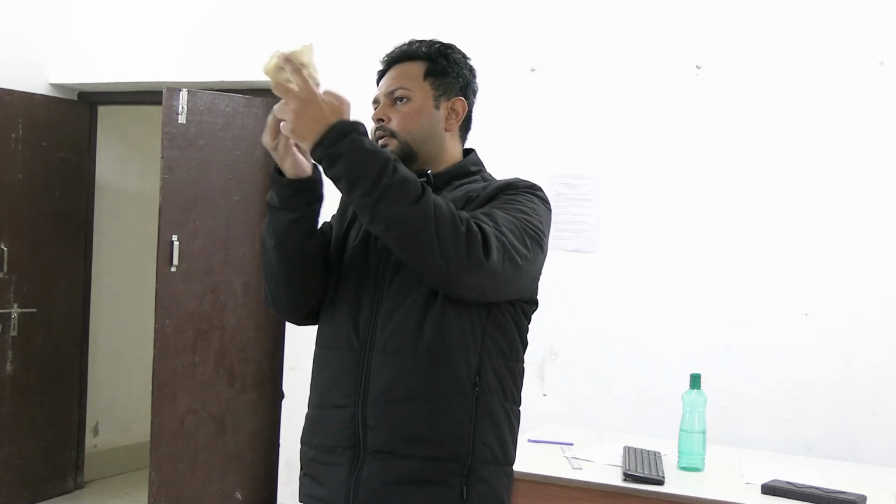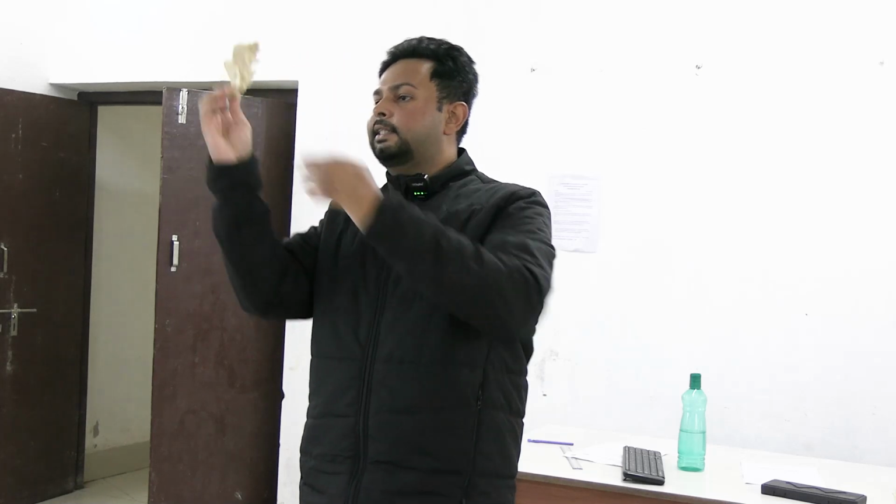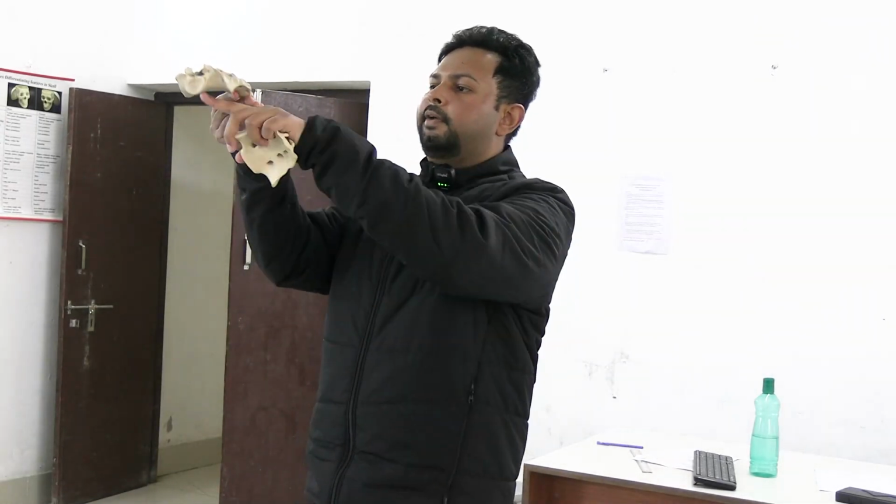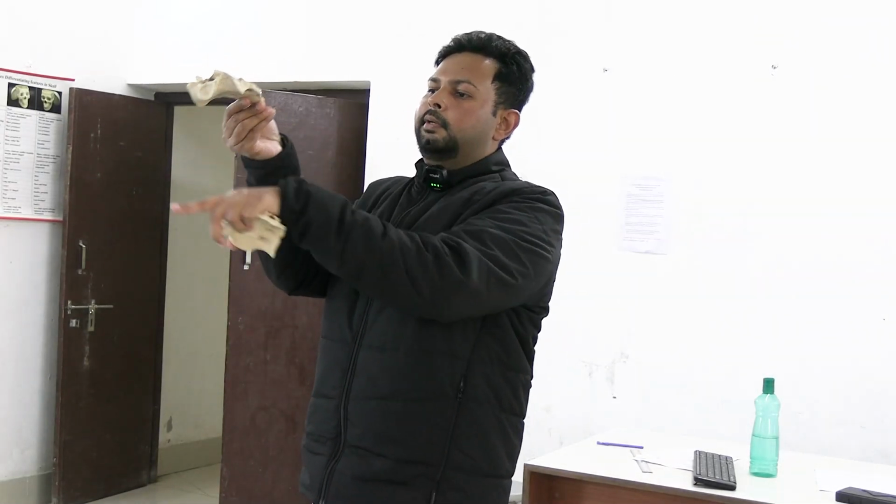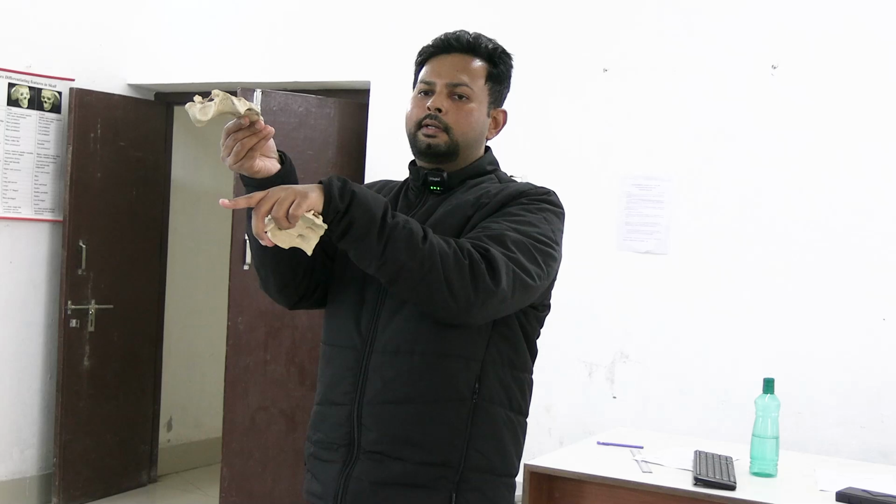See this part, this one. This is more prominent. This is a female one, okay. So in the male one it will be more prominent. See here, it is more prominent. This will give a heart-shaped appearance of the pelvis. Fine? Clear? Any doubt? No doubts.